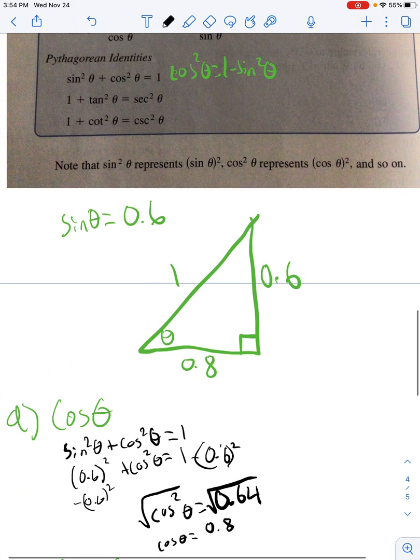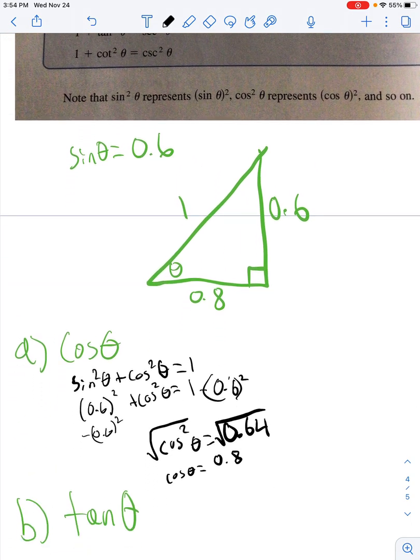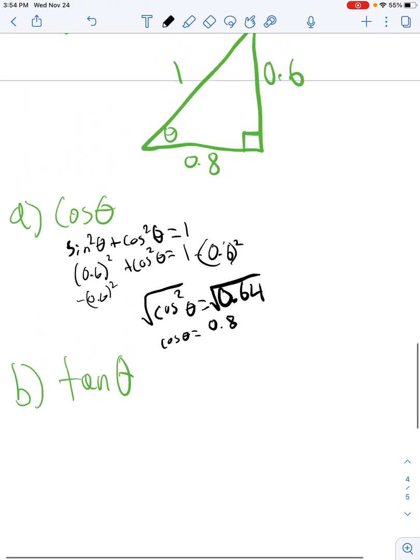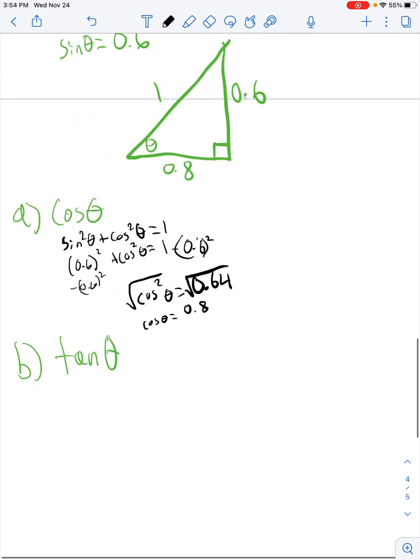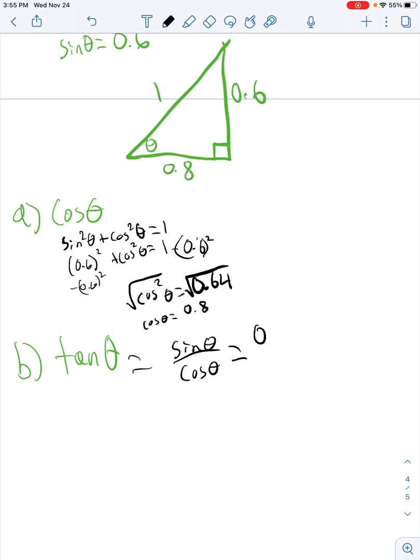And so we can look and say, oh yeah, that's what we were describing: in a triangle that looks like this, our sine values are the y's and our cosines are the x's. If we wanted to find tangent, we now know that tangent is sine over cosine, which we could say is 0.6 over 0.8. We just found those, and we get 0.75.